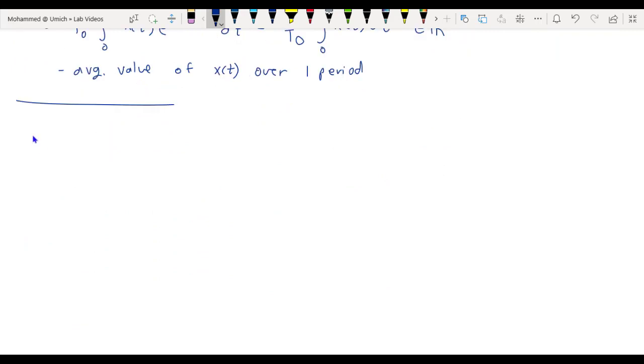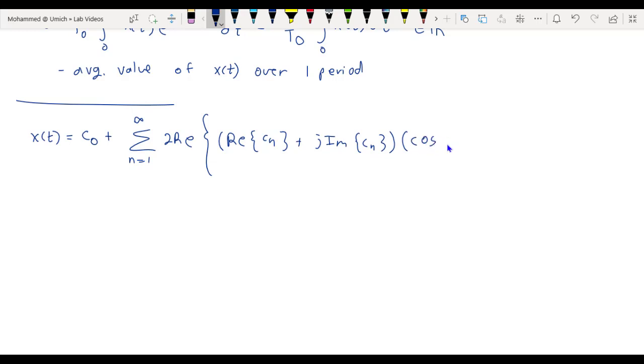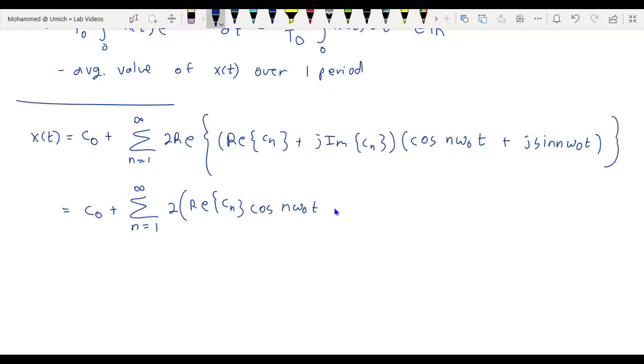And this would give us x of t equals C naught plus the sum from n equals 1 to infinity of 2 times the real part of Cn plus j times the imaginary part of Cn times cosine of n omega naught t plus j sine of n omega naught t, which equals C naught plus the sum from n equals 1 to infinity of 2 times the real part of Cn cosine of n omega naught t minus the imaginary part of Cn times sine of n omega naught t.